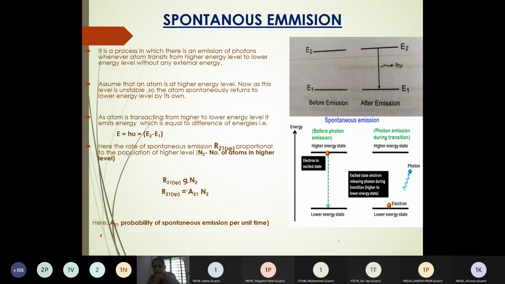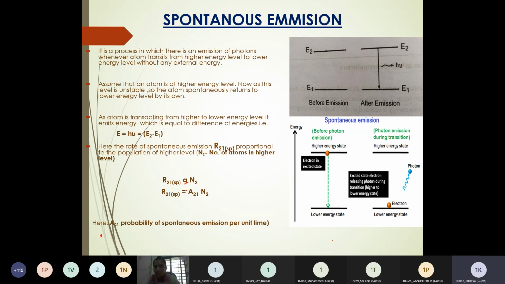Yes, ma'am. And do you know the lifetime of an atom to stay at the E2 energy level? Approximate lifetime? 10 raised to minus 9 second. Perfect. Nanosecond. One nanosecond is the approximate lifetime for an atom to stay at the E2 level. Then within that one nanosecond, they are sure to come down. Understood? Yes, ma'am. Okay. Yes, Jill, continue.